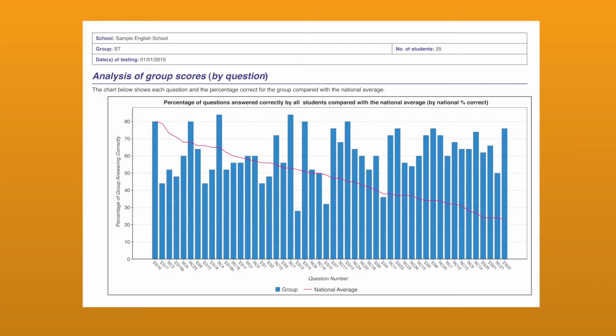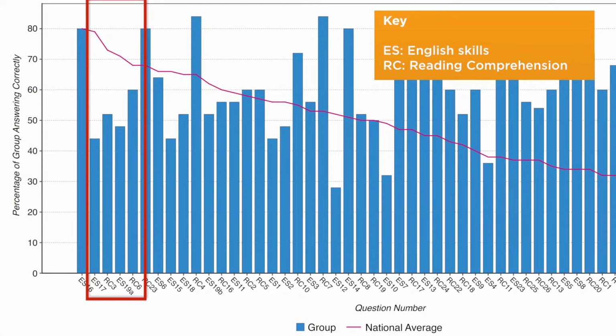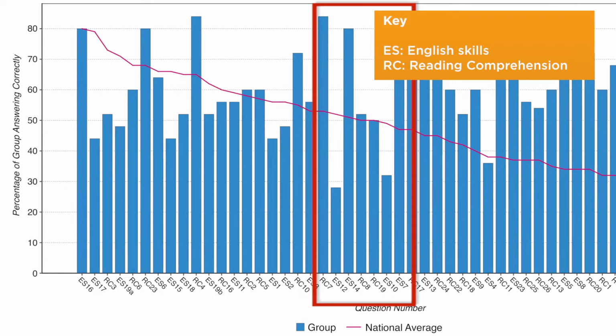You can see from the bar charts where there is a divergence within the group. For example, there's the third, fourth and fifth bars. Here, there is quite a gap between the attainment of this group and the national sample, relating to a couple of English skills questions and a couple of reading comprehension questions. You could investigate these individual questions and see what the specific gap is. For example, there's a big gap in ES 12, that's English Skills 12, and ES 10.